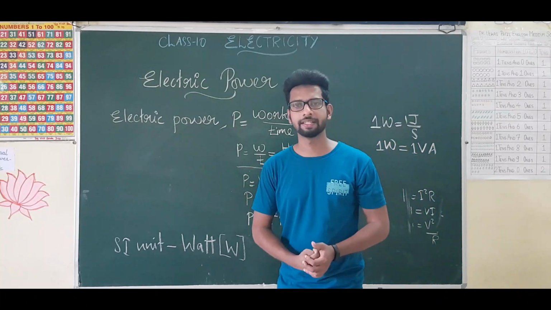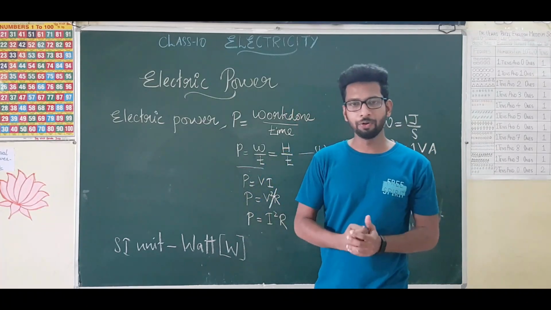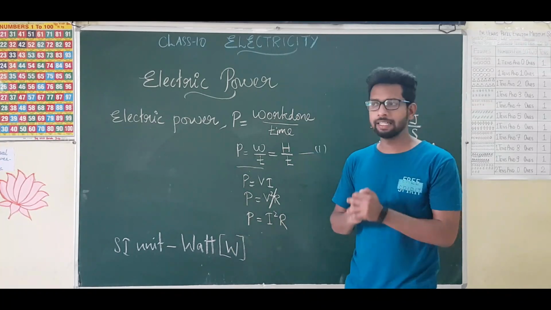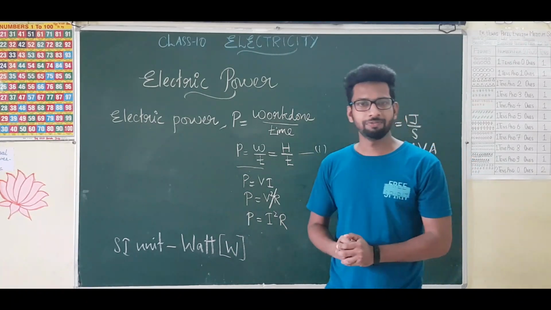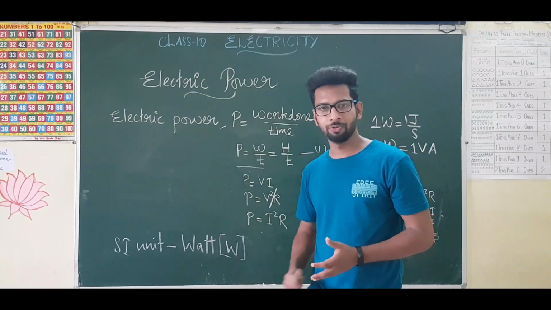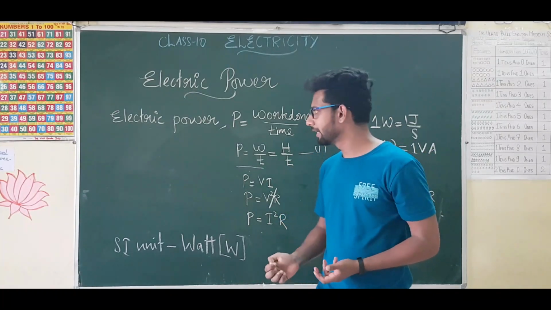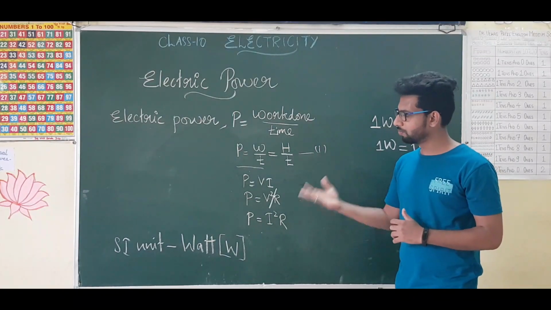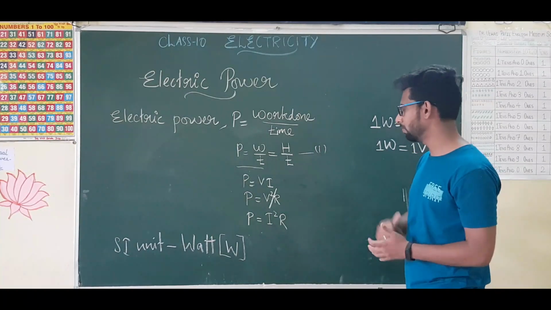Now we can move to the SI unit of electric power. The SI unit of electric power is the watt. It is represented by the capital letter W. Now in practical applications we use a larger unit, since this one is a smaller unit. So we will use the kilowatt. 1 kilowatt equal to 1000 watt. 1 kilowatt is equal to 1000 watt. That's a higher unit of watt.